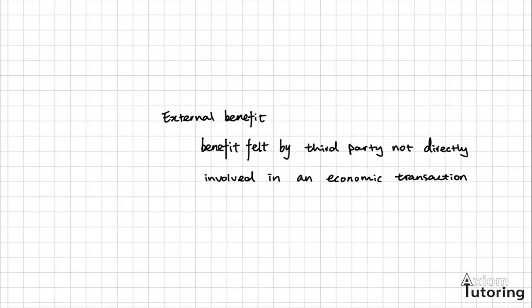When you become more educated, you gain higher wages. That's private benefit, but society gains too. Employers get more productive workers and the economy becomes more innovative. Those benefits to other people are external benefits. So external benefit is the benefit to third parties.